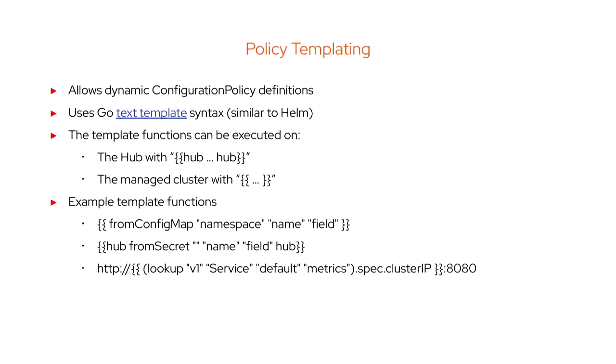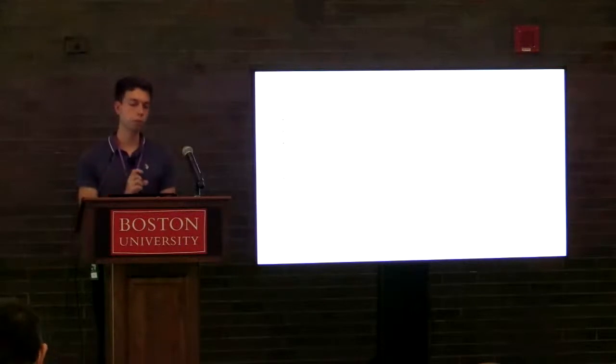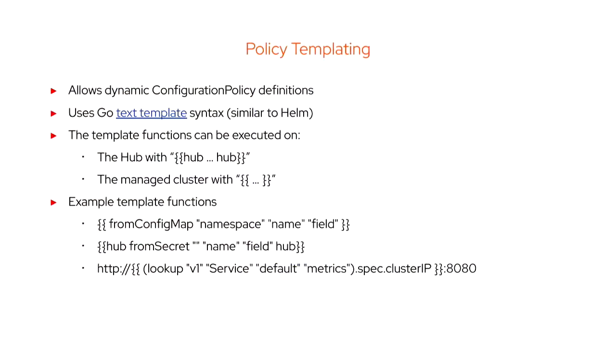So the next demo, I'm going to talk about policy templating. It's a feature within policies. It allows dynamic configuration policy definitions. What I mean by that is that if you have the same piece of configuration that you want to apply to multiple clusters, but one small piece of that configuration is different per cluster, you don't want to have to duplicate your policies for every cluster. So it allows you to use dynamic values, replacing dynamic values by querying the value.